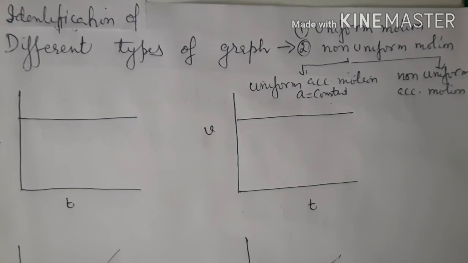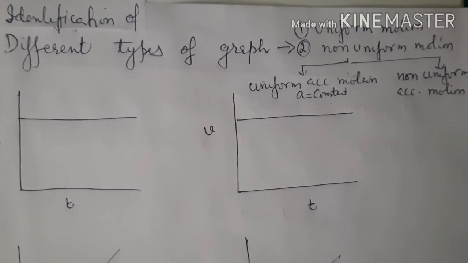In this video, we will discuss how to identify the graphs. Identifying the graphs means that by seeing the nature of the graph, by seeing the curve, we are able to derive whether the motion is a uniform motion or a non-uniform motion.